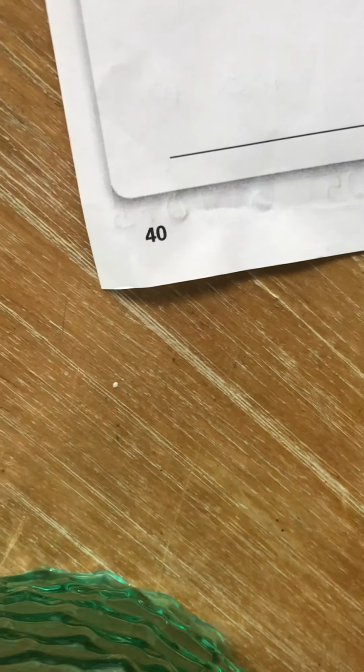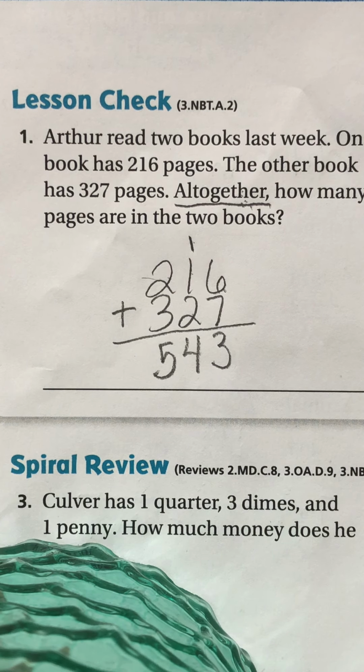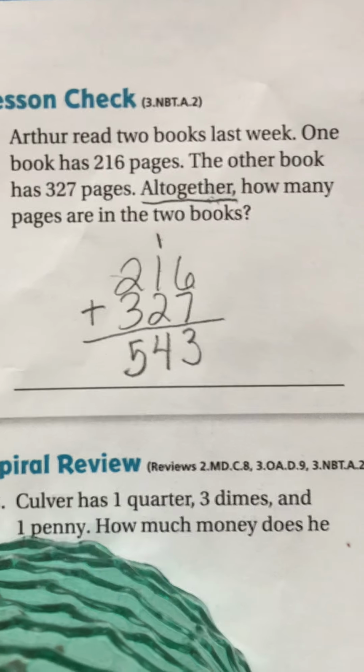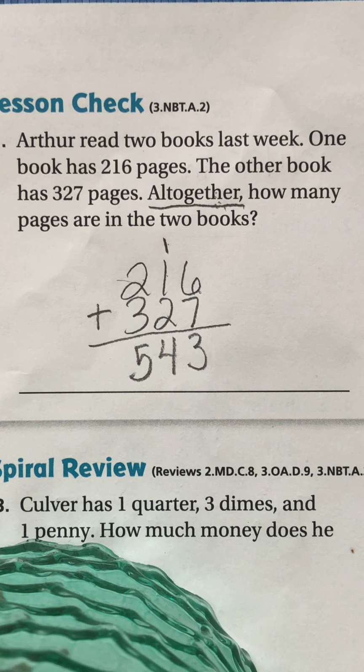All right, now I'm going to the back. We are on page 40. That's also what you wrote in your planner. Go Math, page 39 and 40. So I also did number 1 on the back of your homework. It says, Arthur read 2 books last week. One book was 216 pages. The other book was 327 pages. Altogether, how many pages are in the 2 books?